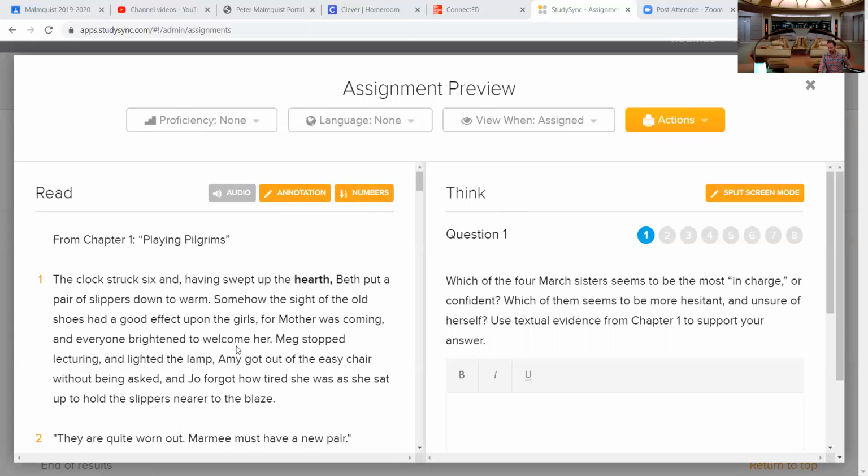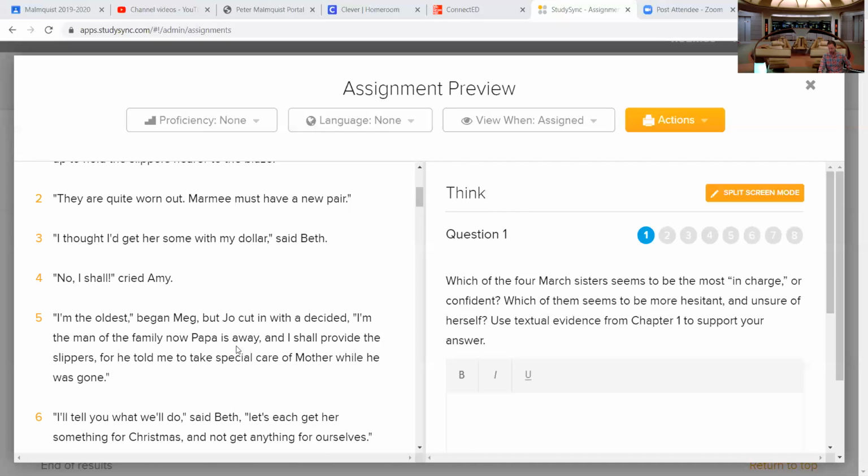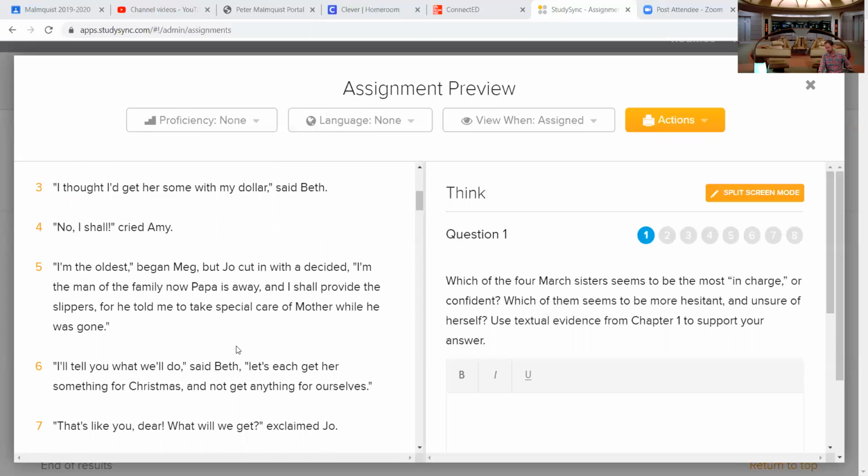So for our first one, we're going to go down to paragraph 5. So go down to paragraph 5, please. And I'm going to start reading at 3, but we're looking at 5.